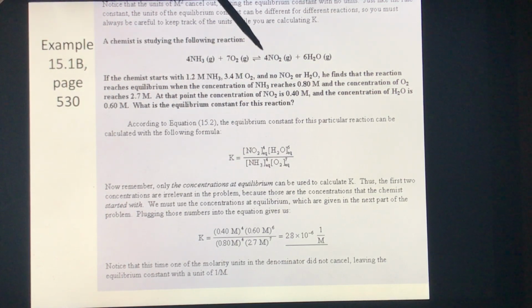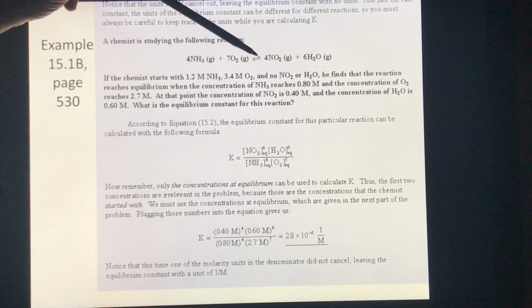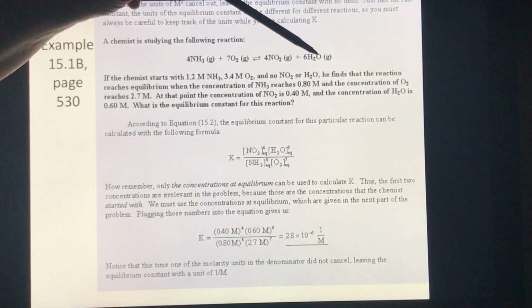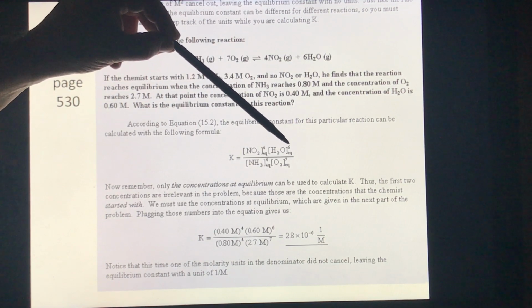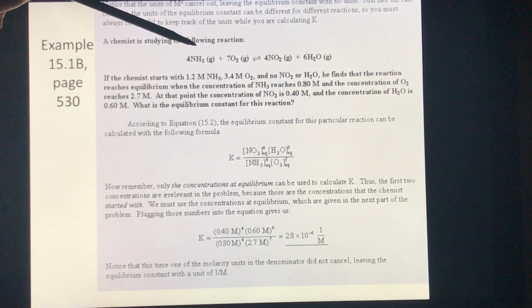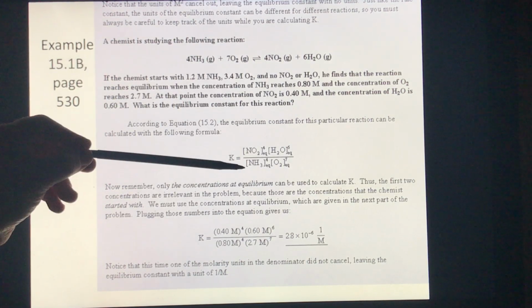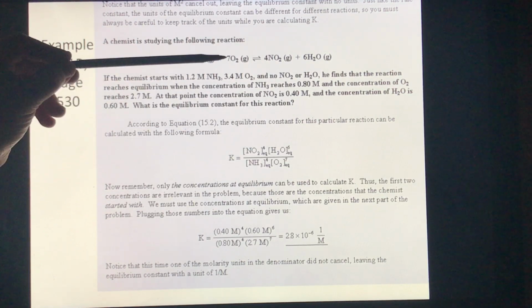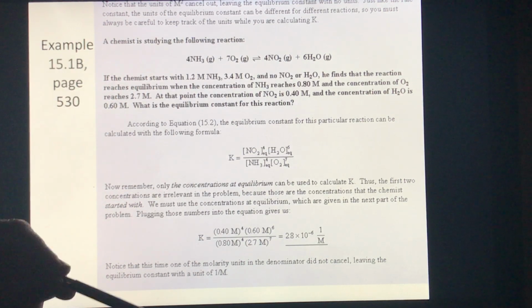So we start with our products. You look at the stoichiometric coefficient. So you have the NO2, and since there's a 4 here, it's raised to the fourth power. You have the 6 H2O, so you have the concentration of H2O raised to the sixth power. And then for our denominator, you have the NH3 raised to the fourth power because of that 4, and the O2 raised to the seventh power because of the 7.